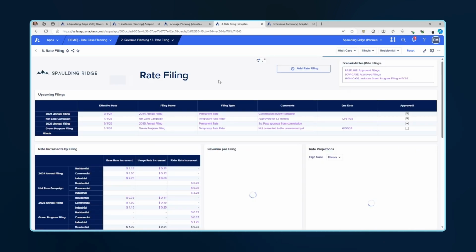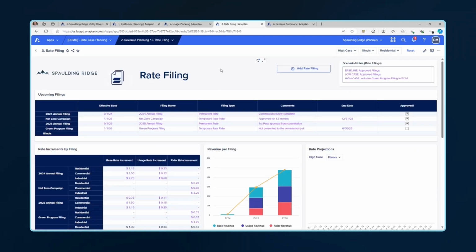All right, so next up is rate filings. So now I'm filing, this is not just our approved or running rates with our customers, but also planned rates. So you'll see this list of upcoming filings here, attributes associated with each one, like an effective date, a filing type, whether it's permanent or a temporary rider, comments associated with it, an end date, and whether it's been approved.